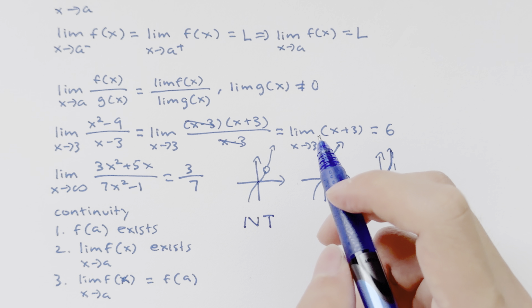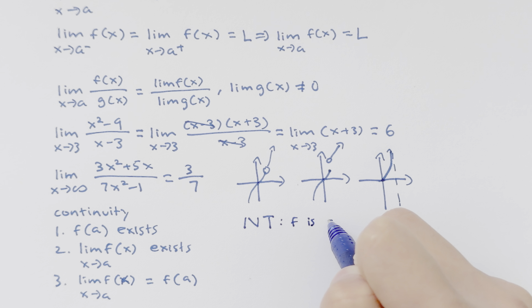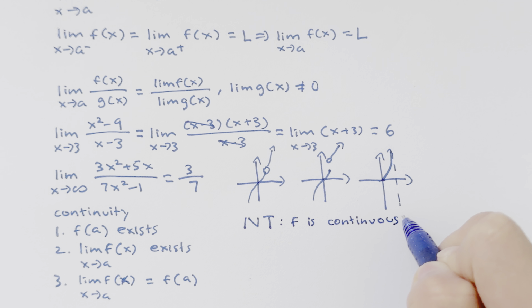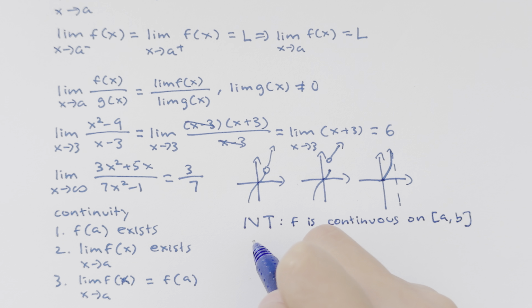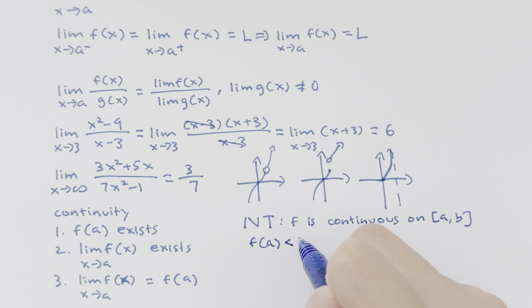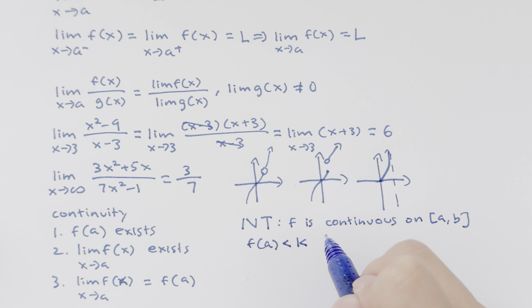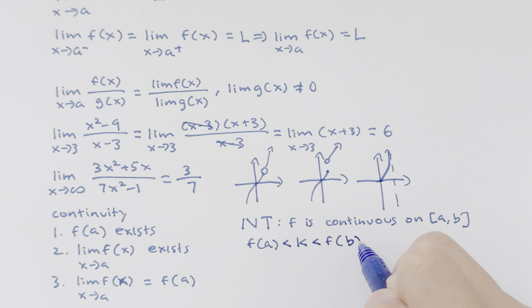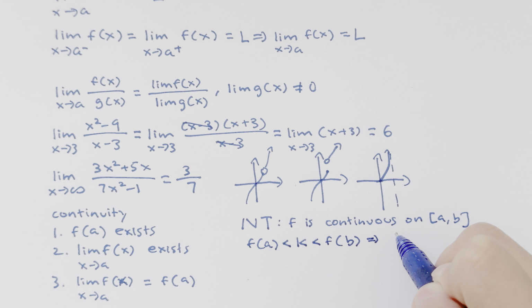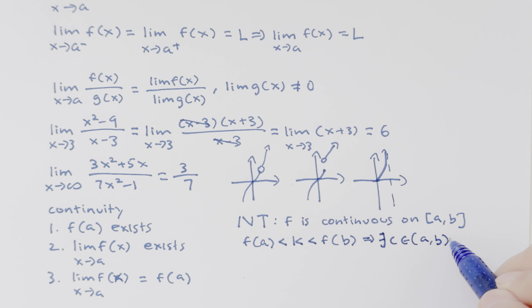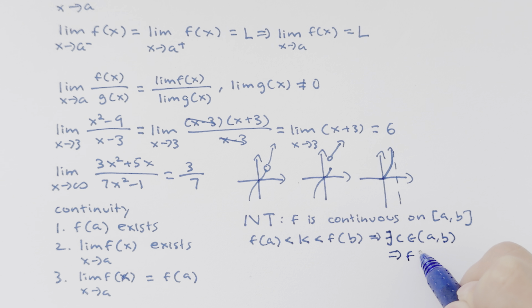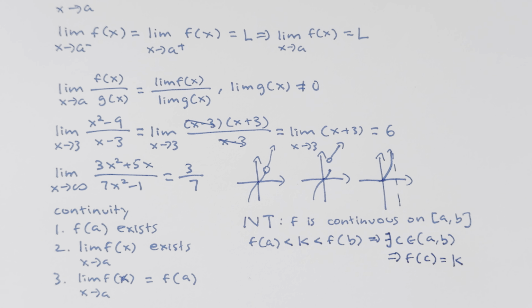So IVT states that if f is continuous on the interval [a, b], and f of a is less than k, some constant k, or k takes a value between f of a and f of b, then there exists some c that belongs in the interval (a, b) such that f of c is equal to k. So this can be used to prove why a solution exists in a certain interval.